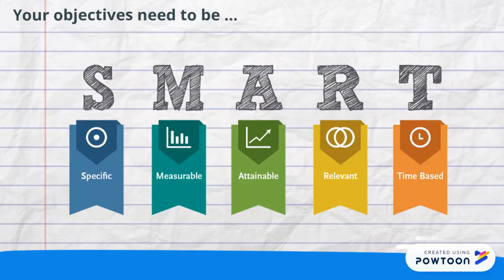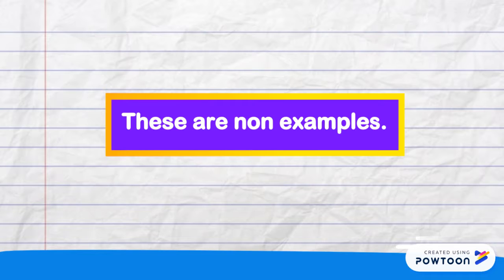Remember, your objectives need to be SMART, and by that I mean specific, measurable, attainable, relevant, and time-based. It needs to follow within this criteria, otherwise it's going to be too broad. These are non-examples.